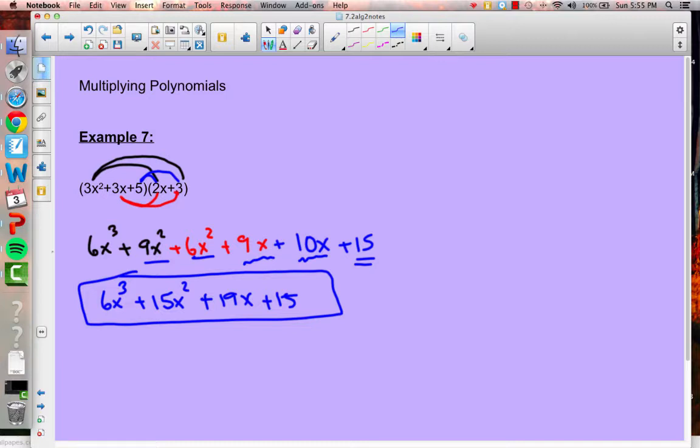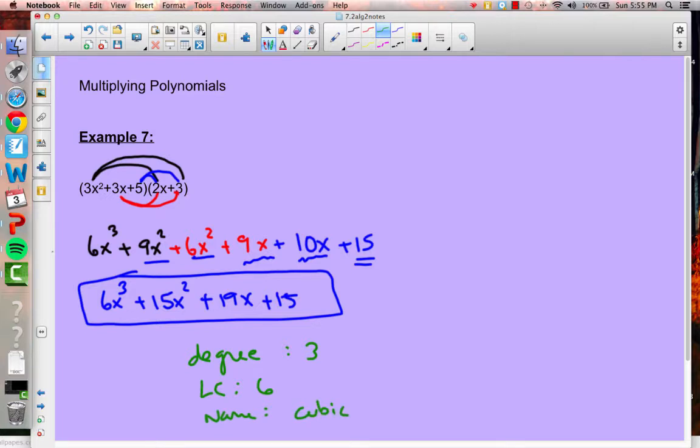So now if I asked you, what would be the degree of this problem? Well, my degree would be 3. My leading coefficient would be 6 because that's the one with the highest exponent. And what's the name? Well, it's a cubic function because it's a degree of 3.